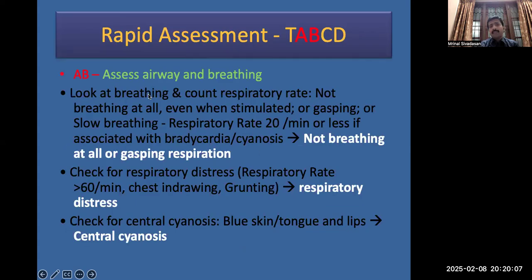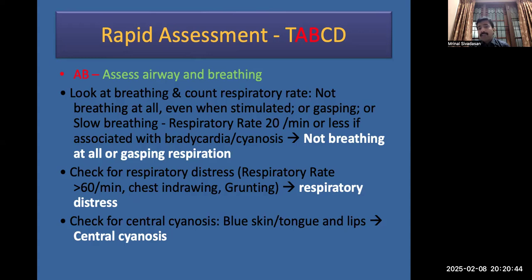Now coming to the assessment of airway and breathing. Look at the breathing and count the respiratory rate. If the baby is not breathing at all, then stimulate the baby. If the baby is gasping or breathing slowly, that is, a respiratory rate of 20 per minute or less, then it may be associated with bradycardia or cyanosis. In that case, it may be hypopnea also, that is, the breathing rate is very much less. So you may have to give oxygen.